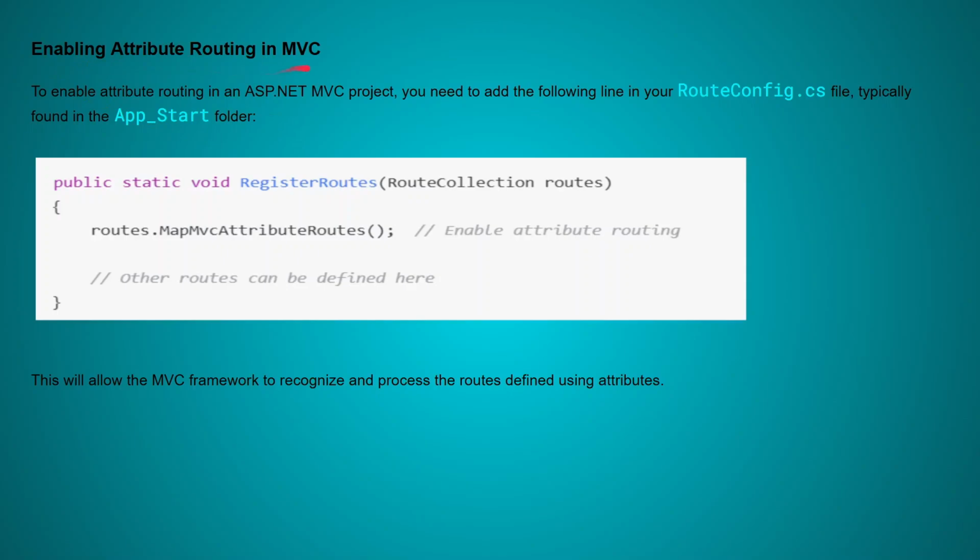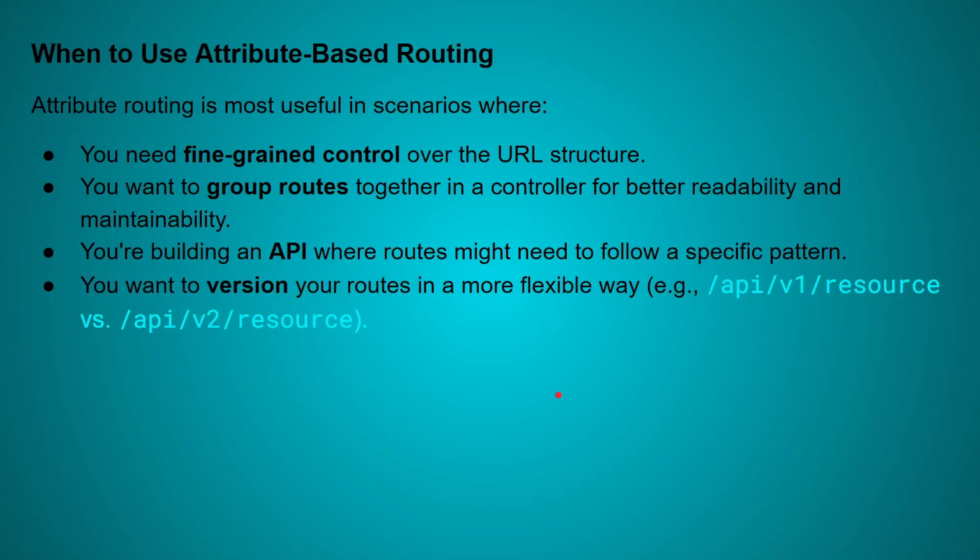Enabling attribute routing in MVC. To enable attribute routing in an ASP.NET MVC project, you need to add the following line in your RouteConfig.cs file, typically found in the App_Start folder. See, here we have RegisterRoutes with the route collection, routes.MapMvcAttributeRoutes, which enables attribute routing. Other routes can be defined here. So this will allow the MVC framework to recognize and process the routes defined using attributes.